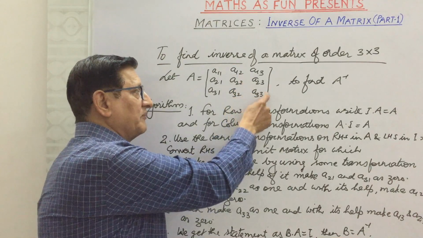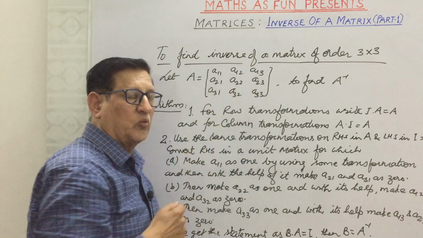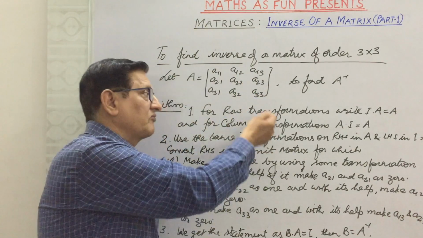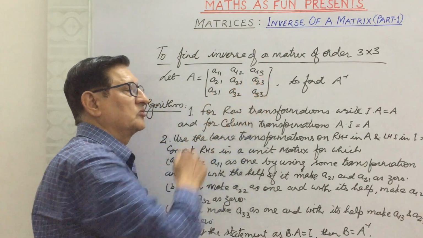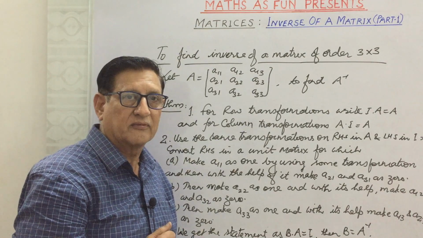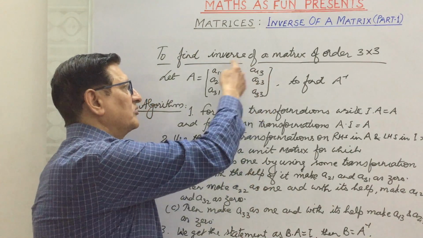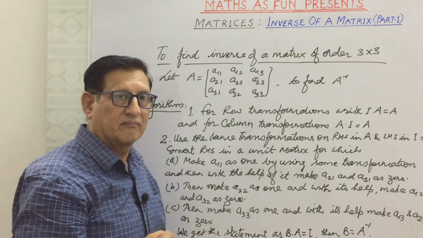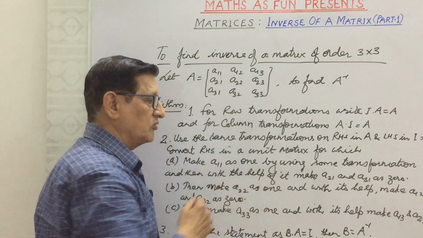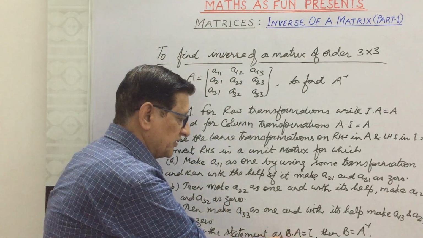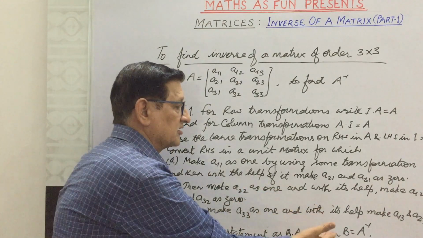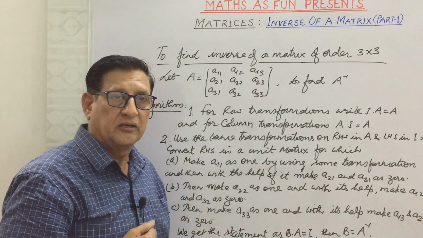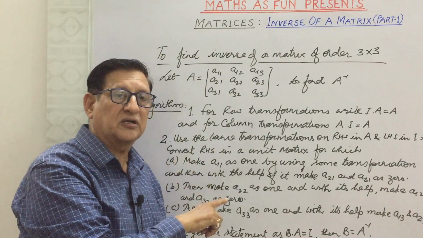Then next we will make this A33 as 1, and with the help of that we will make these two elements of the third column, that is A13 and A23, as 0. And you will find that this has been converted into I. When this is converted into I, then we will get the statement B into A is equal to I. And then we can say that B is the inverse of A. The same way we can go for column transformation.